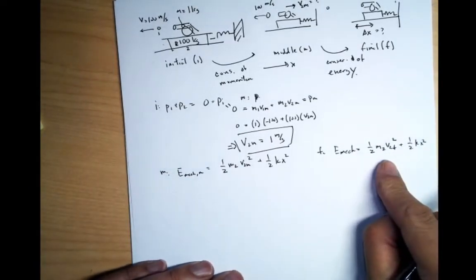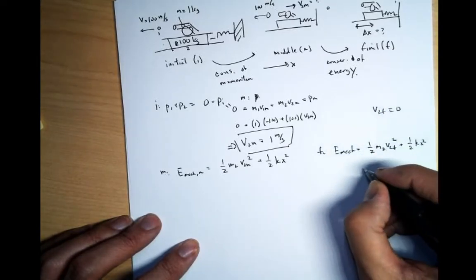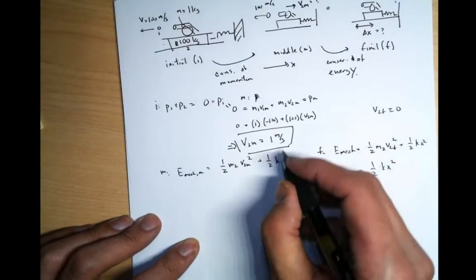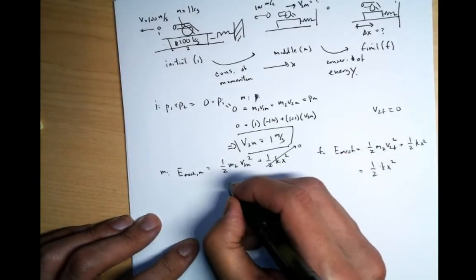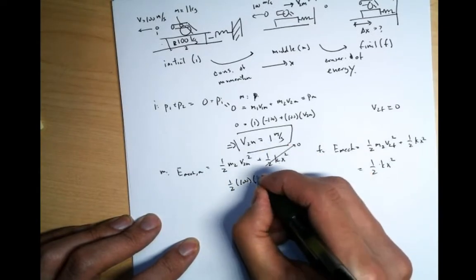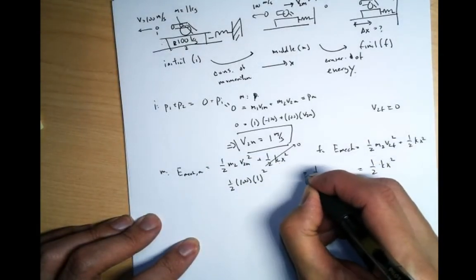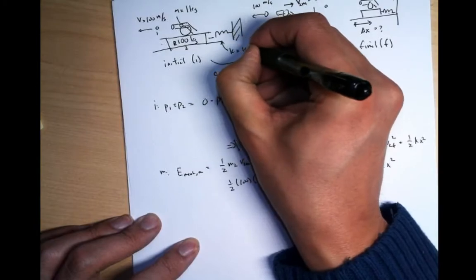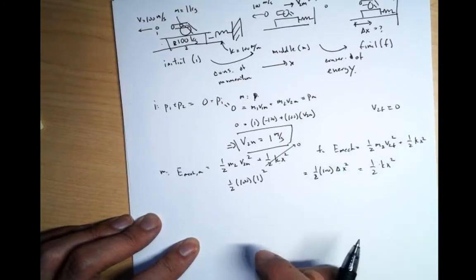Okay? Now in the final state, this is the maximum spring compression, so V2F has to be equal to 0. So that's just 1/2 kx squared. And in this state, kx is 0, because it just left. So that is 0 in that case. So we have 1/2 times 100 times 1 squared, that's going to be equal to 1/2 kx squared. Let's give this thing a spring constant. K is 100 newtons per meter. So that's 100 delta x squared, which is what I need to find out anyway.